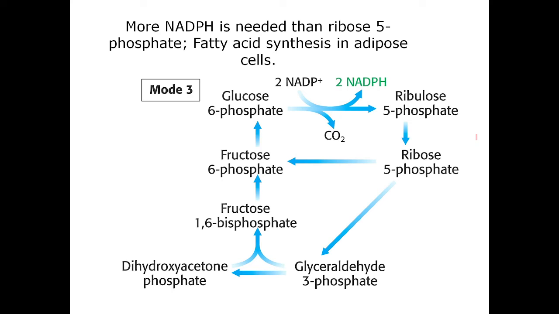So how is this NADPH generated? So this is the pathway. Glucose 6-phosphate is getting converted into ribulose 5-phosphate. Here we are generating 2 NADPH, and this is the non-oxidative part. So ribose 5-phosphate is getting generated. It is getting converted into glyceraldehyde or the fructose 6-phosphate. So basically, in the fatty acid synthesis, we require more NADPH here.